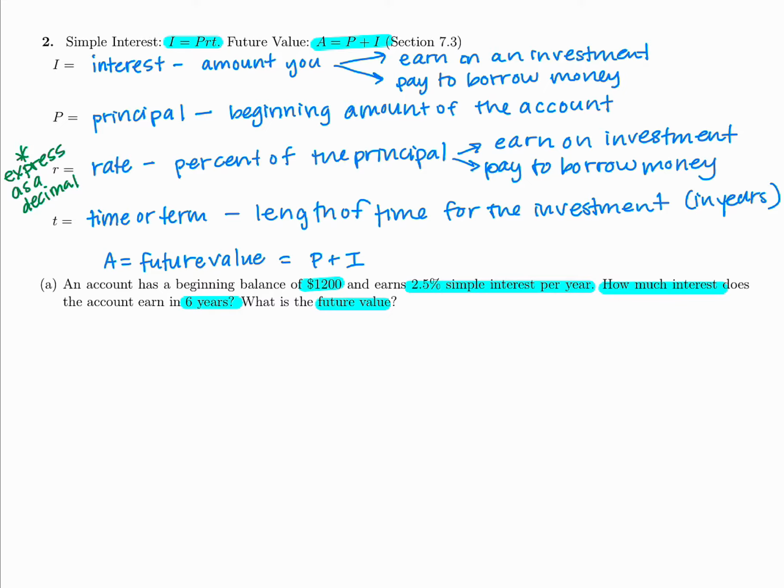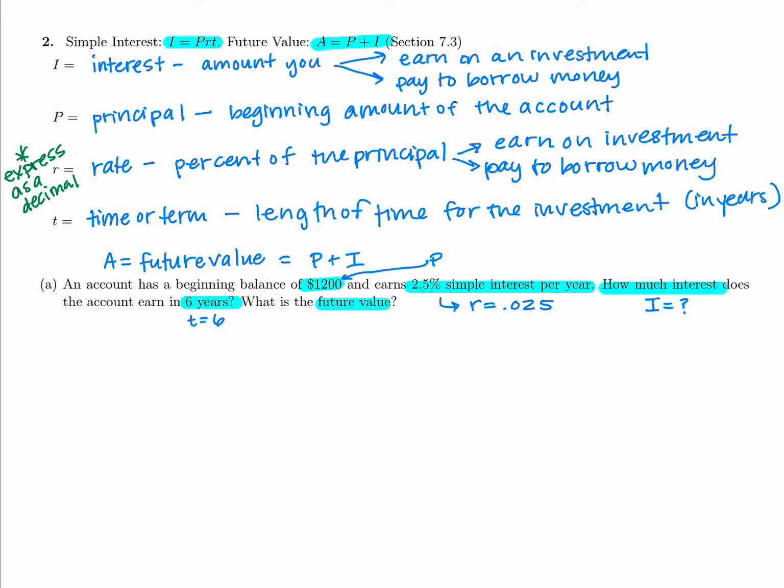So an account has a beginning balance of $1,200. That tells me that $1,200 is a P. This 2.5% simple interest, this is my rate, but remember we're going to change it to a decimal. So I move that decimal point two spots to the left. It says how much interest. This tells me that I is my question mark. I is what I'm looking for. Does the account earn in 6 years? That tells me that my time is 6.